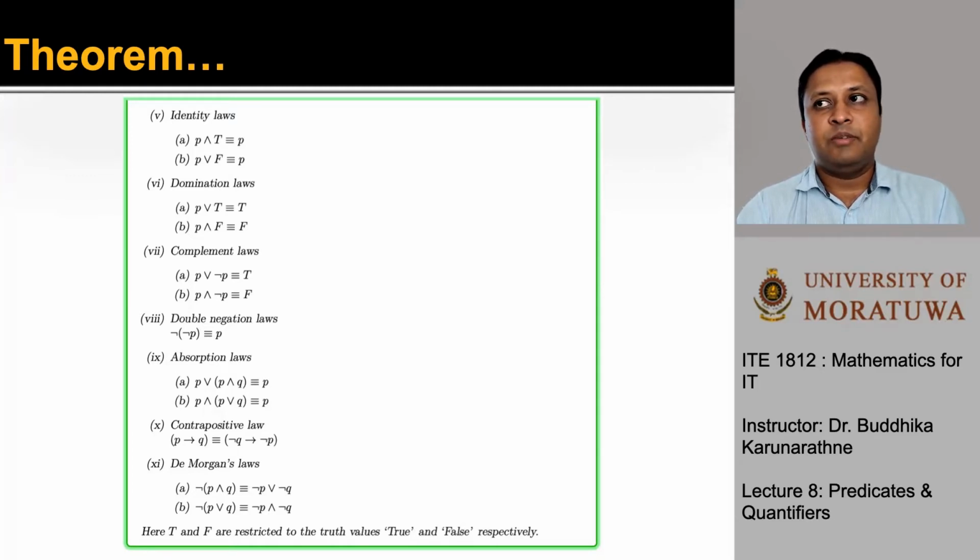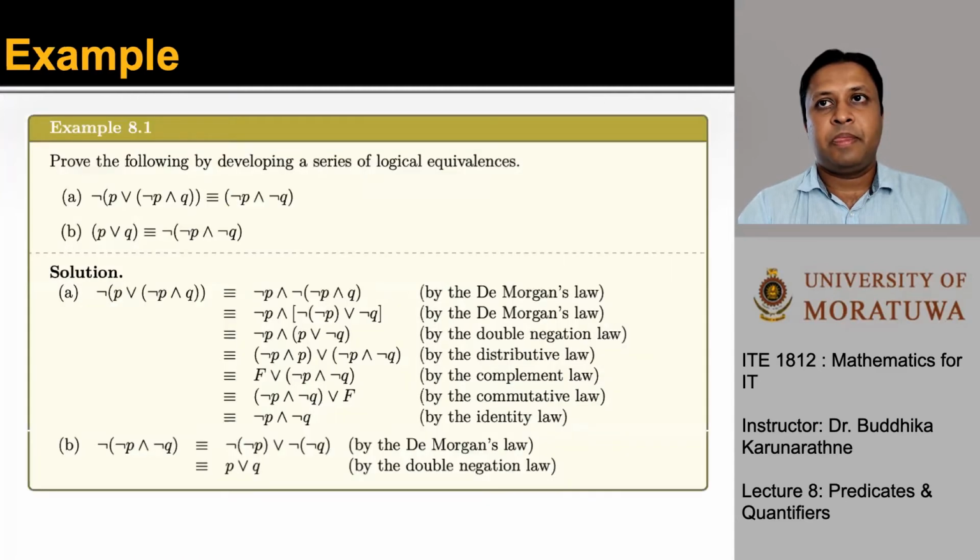So these laws have been set in place so that when we are presented with propositional logic, we can simplify statements relating to propositional relationships. So let's take an example so that we can identify the application of these different laws. So in this example, we are required to prove the following statements by developing a series of logical equivalences.